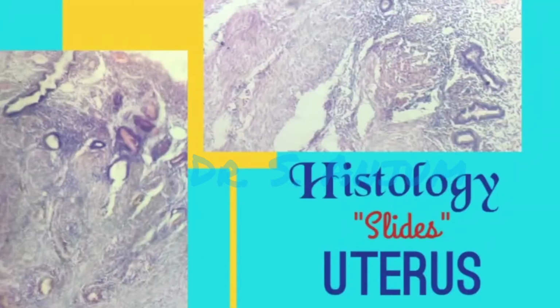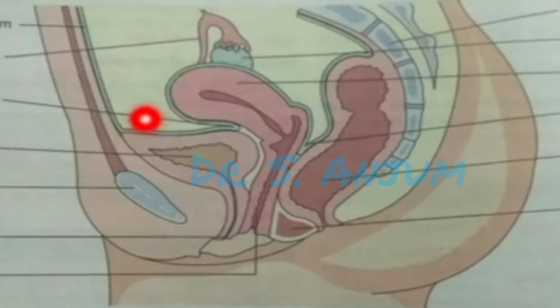So, in this section I will discuss the histology of the uterus, mainly the slide part. The uterus is a piriform organ which is present between the bladder and the rectum. You can see here, the normal position is anteverted and anteflexed. This is the uterus, and this part is the cervix, the two lips, and below it is continuous with the vagina to the exterior.